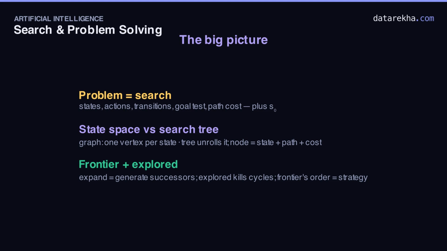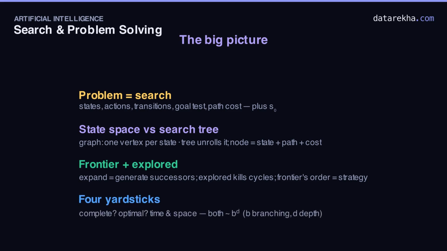is the whole strategy. And judge any strategy by 4 yardsticks. Is it complete? Is it optimal? And what are its time and space costs, both haunted by B to the D? Get these foundations solid, and breadth first, depth first, and the rest fall into place effortlessly.